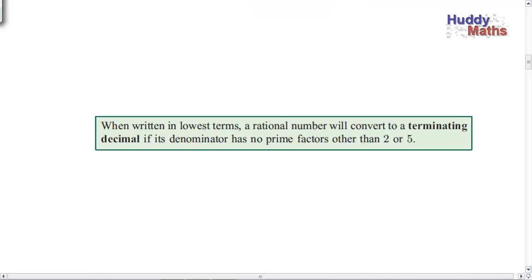So when written in lowest terms, a rational number will convert to a terminating decimal. How do you know whether it stops? If the bottom line, the denominator, has no prime factors other than 2 or 5. So they are terminating decimals. What can we have? 13 eighths will convert to a terminating decimal because 8 is 2 cubed, and there are no other prime factors, so it should terminate. There's a little rule for you. When you're converting that to a decimal, it should be a terminating decimal. That should work. And we'll talk about conversion of those a bit later on.